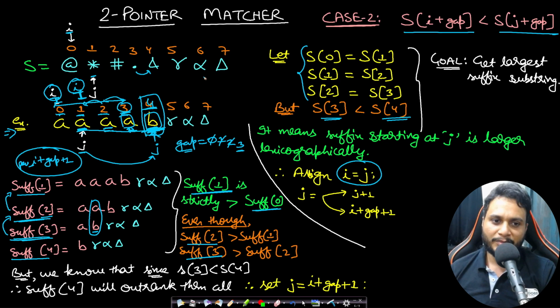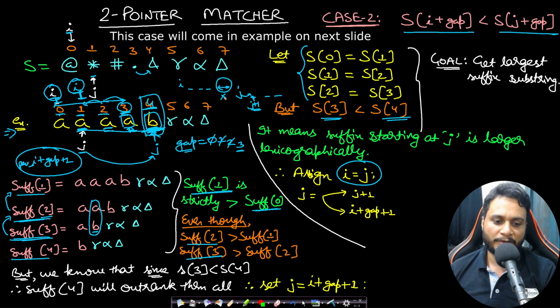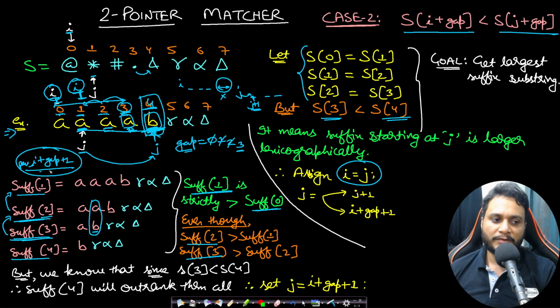Or otherwise, there can be another scenario where i is too far away from j, where some characters had matched, but there are still some characters in between which were not matched. So in that case, j will become j plus 1. I leave this up to you to check. You can just enumerate and make a larger example to think about this case. But I hope this case is clear, where j will be assigned to i plus gap plus 1.